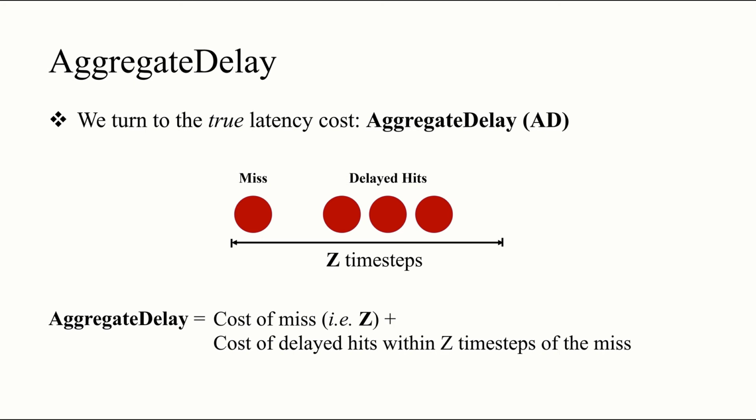Aggregate delay is precisely this. It's the cost of the miss plus the cost of delayed hits, which fall within Z time steps of the miss. And this depends on the characteristic burstiness of objects.